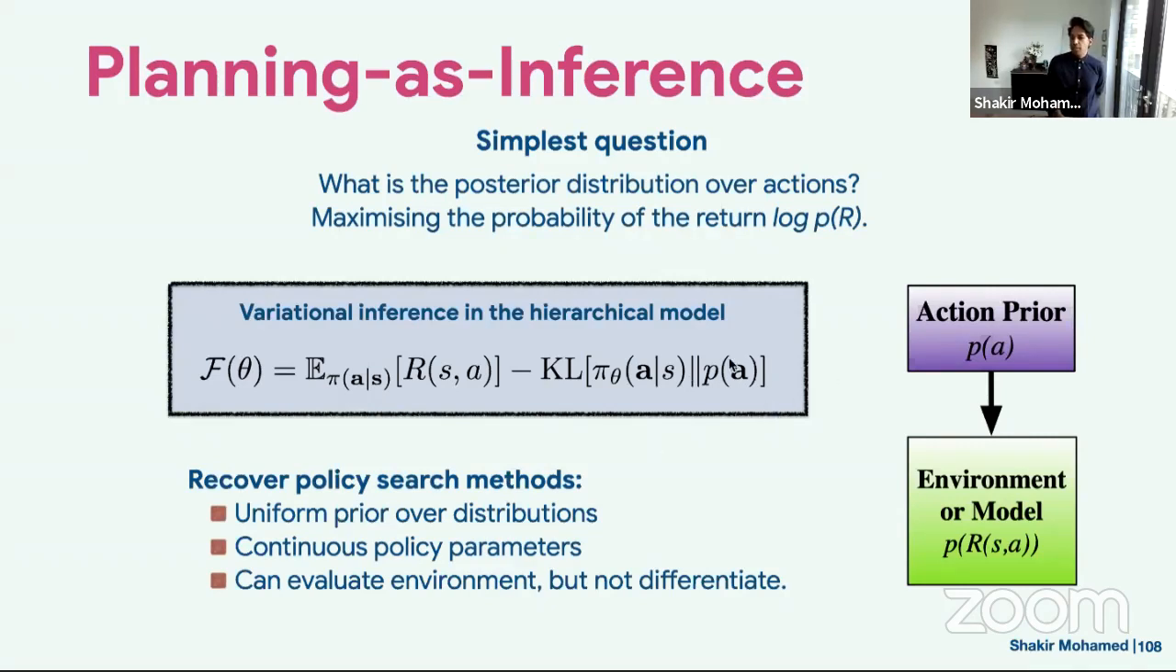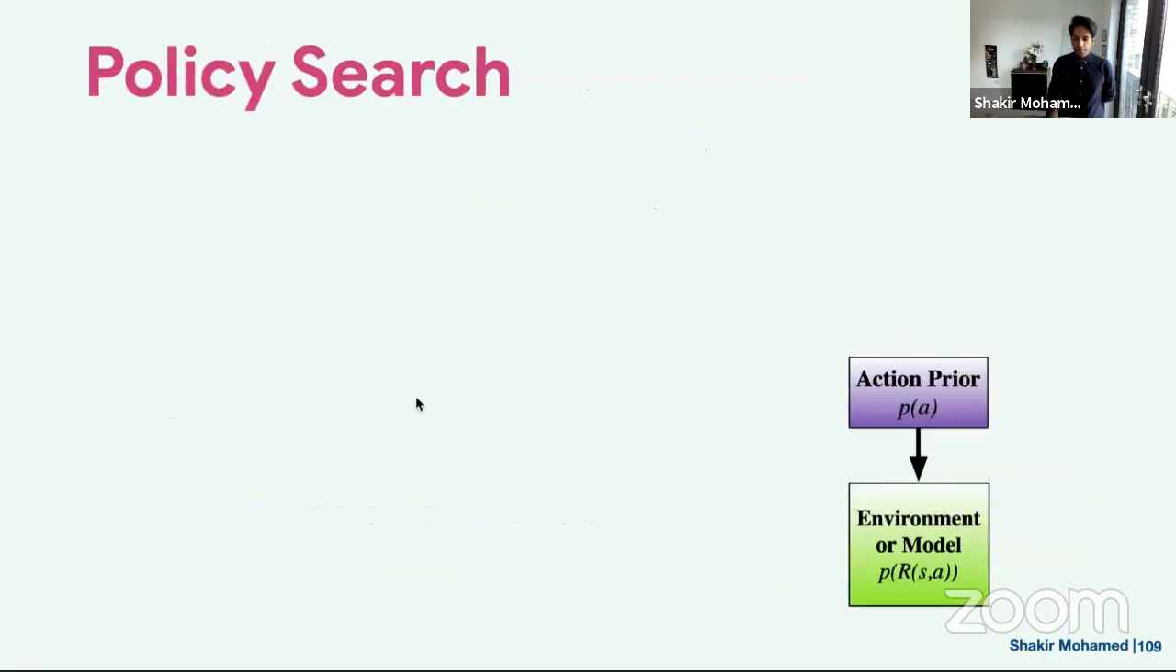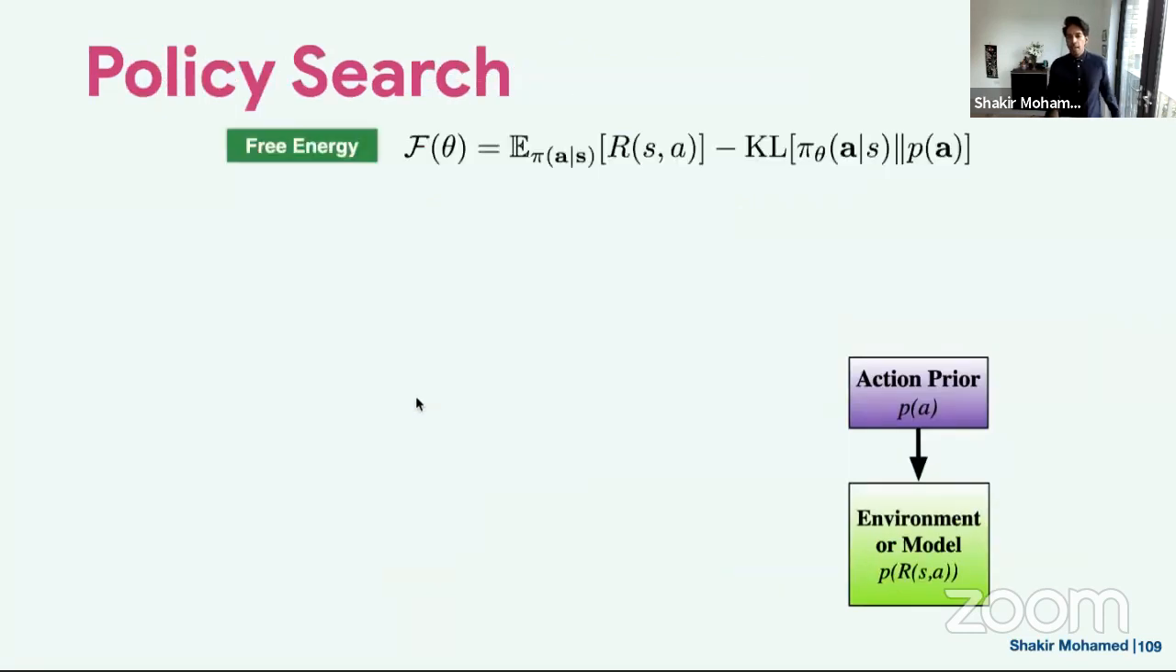One thing we're going to do is use as the prior a uniform distribution over actions. We're going to assume you have continuous policy parameters. So these parameters theta are continuous, and that you can evaluate this function, the environment. You can get the reward, but you can't differentiate it. Right? And so that's the free energy.